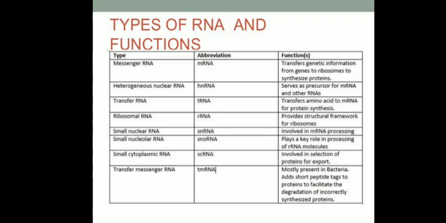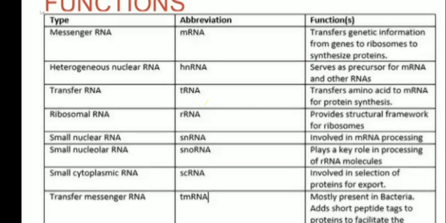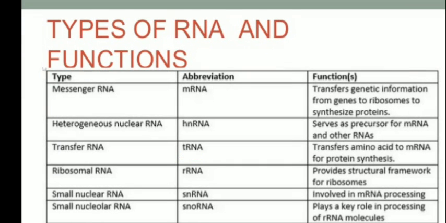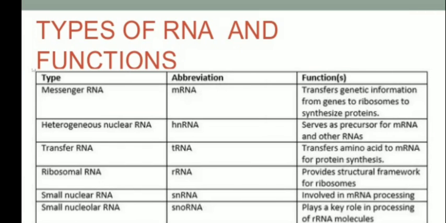So now we will see the functions of different types of RNA. First we will see the function of mRNA. Messenger RNA's important function is transformation of genetic information from the genes or from DNA to the ribosomes for protein synthesis. The main role of mRNA is the transfer of information from the DNA to the cytoplasm.